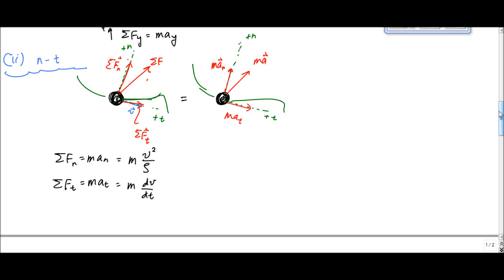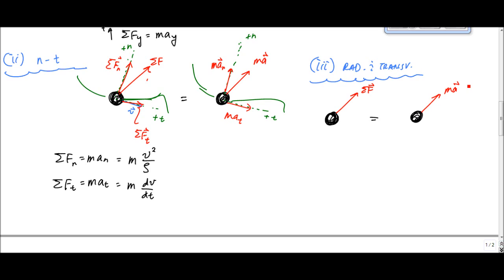And then last but not least, you could attack this exact same problem in radial and transverse, or what sometimes people call polar coordinates in 2D, or cylindrical in 3D. But here again, I have the exact same particle, exact same drawings, my sum of the forces, and the mass times acceleration, the inertial term, right here.